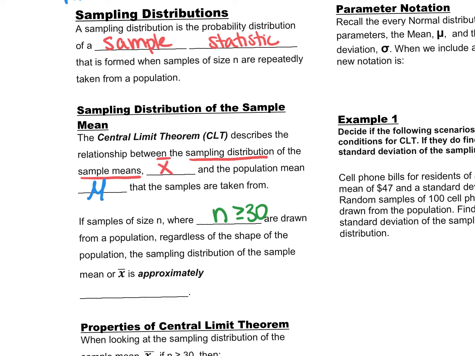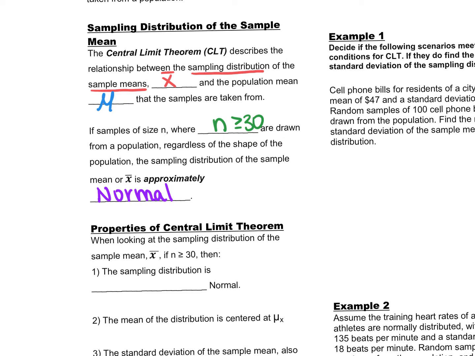And the other thing is, regardless of shape, and remember our shapes are left, right, and symmetric, it doesn't matter if the distribution is left, right, or symmetric. What this is saying is that if we look at the sample means, the X bars that come from that population mu, the X bars will all be approximately normal. And this is a nice fact, because we know how to calculate normal probabilities using normal CDF, so we can actually calculate probabilities using the central limit theorem.